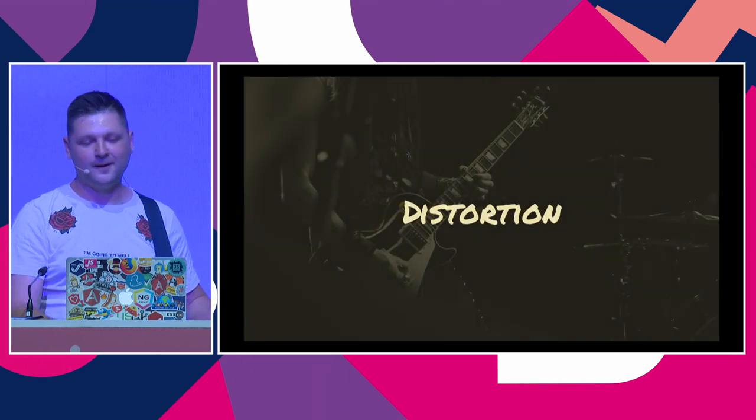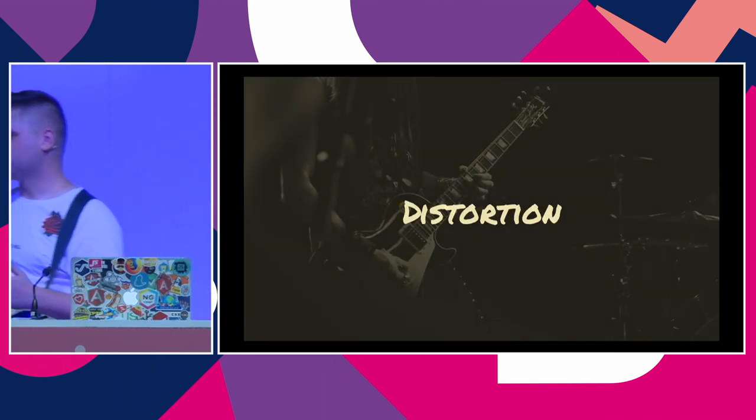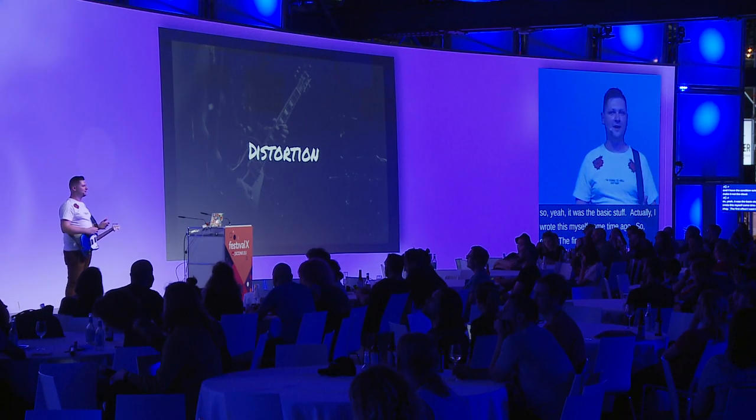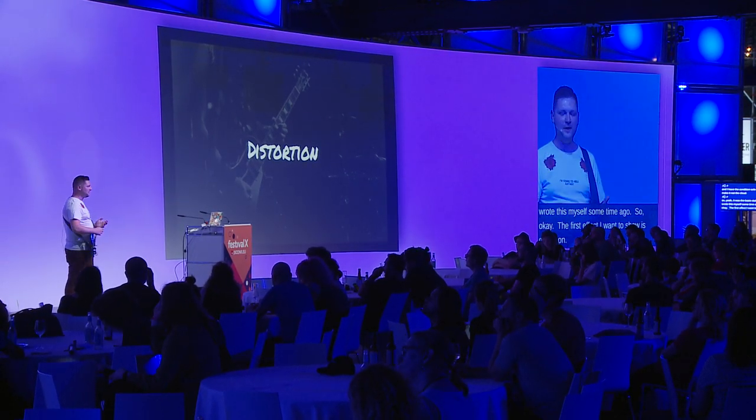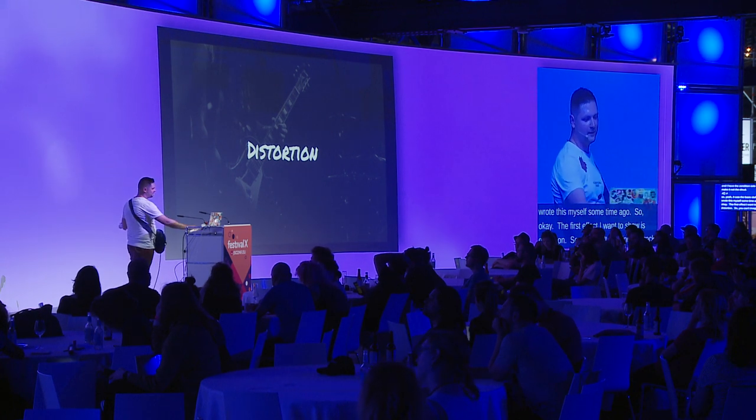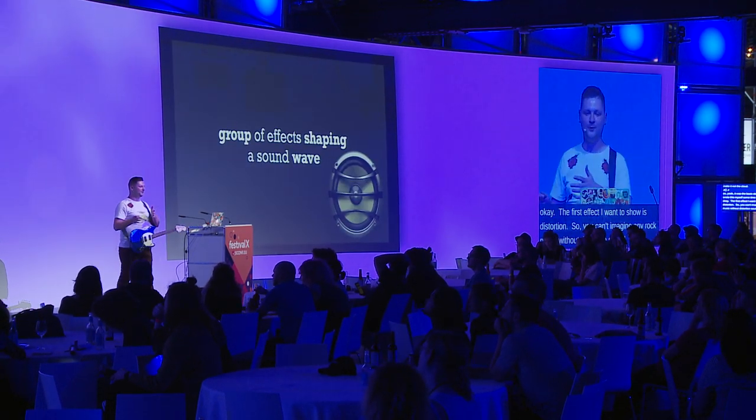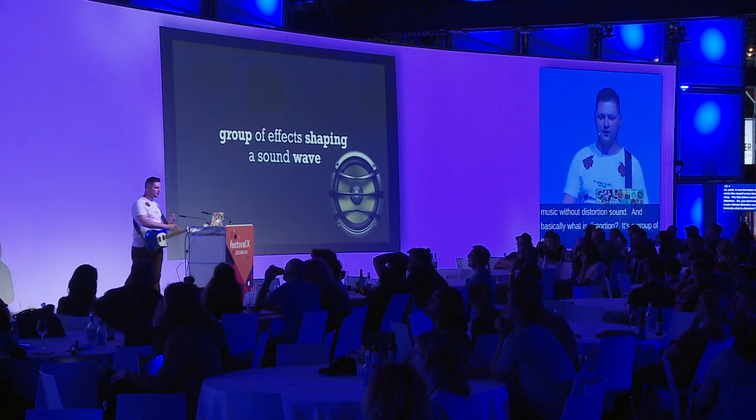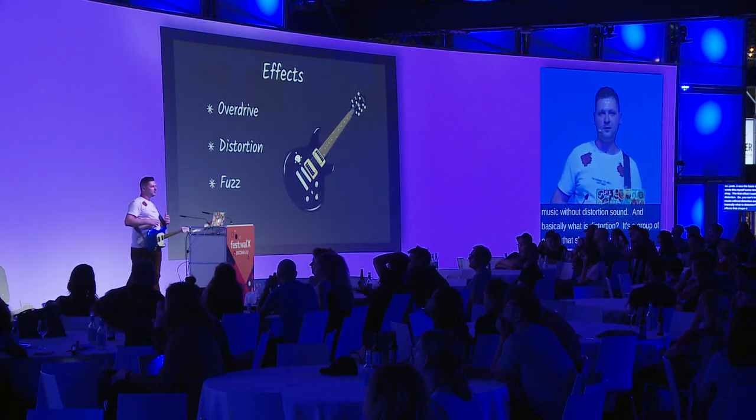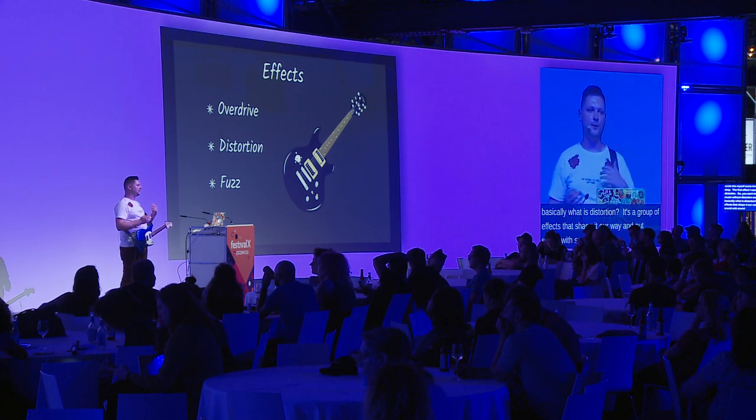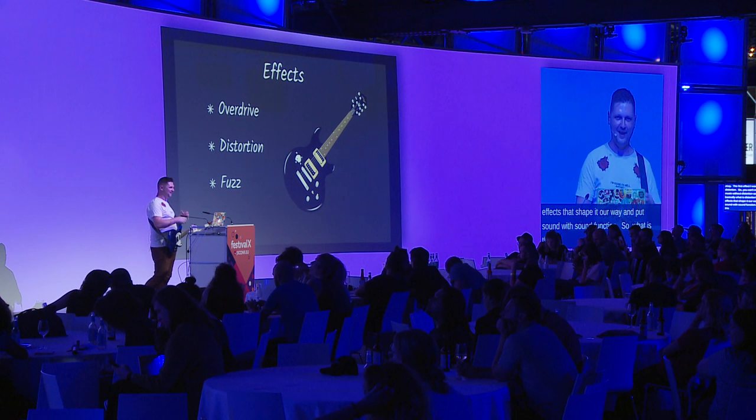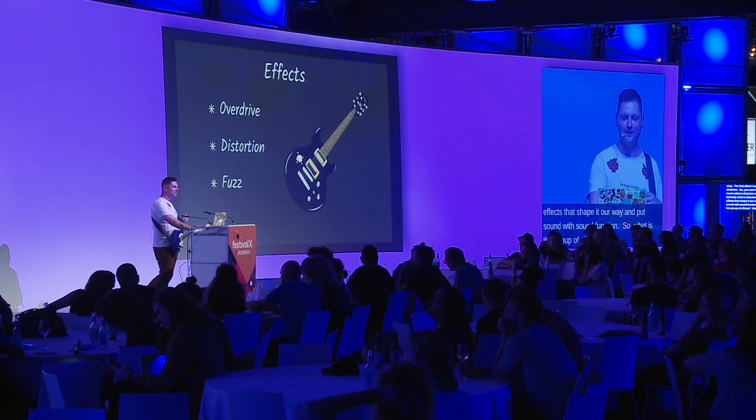Okay. The first effect I want to show is distortion. You can't imagine any rock music without distortion sound. And basically, what is distortion? It's a group of effects that shape our input sound with some function. We have a few of them: overdrive, distortion, and fuzz.